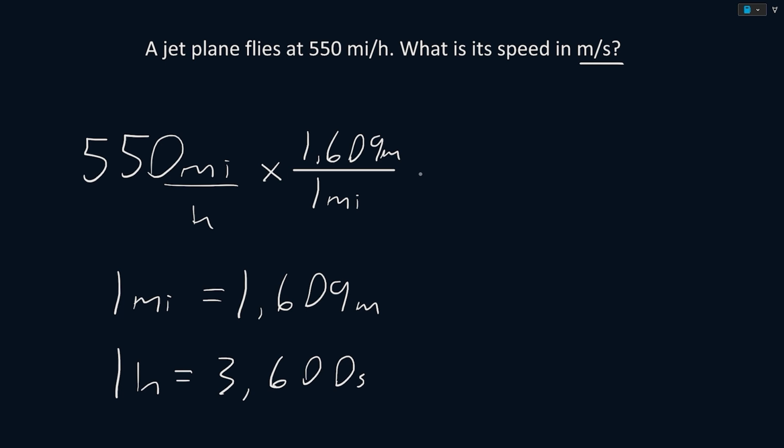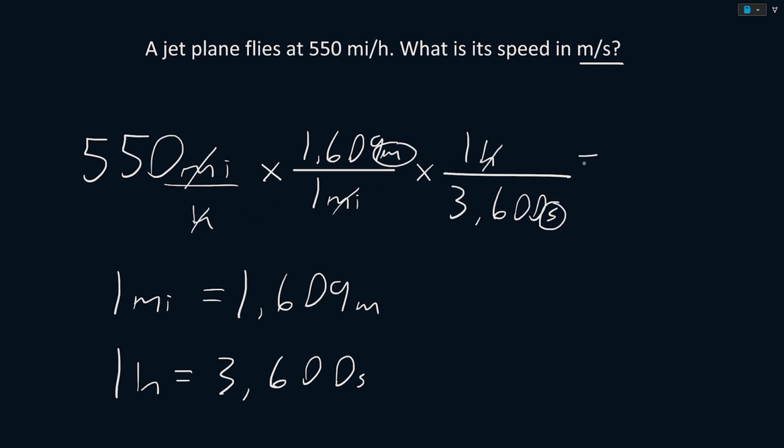Then we can convert from hours to seconds by multiplying through our conversion factor of 1 hour is equivalent to 3,600 seconds. Multiplying through this, we see that the miles cancel and leave us with meters, and the hours cancel and leave us with seconds. Solving this, we get that 550 miles an hour is equivalent to 245.82 meters per second.